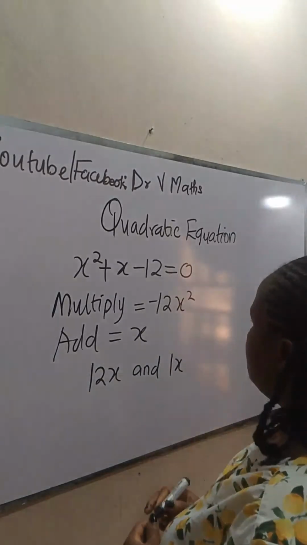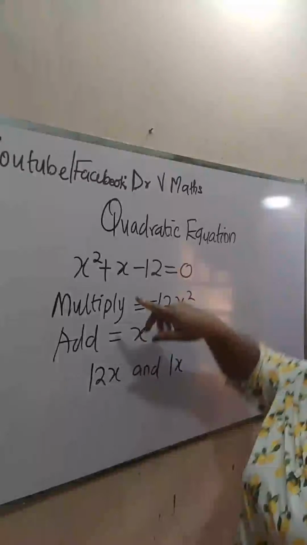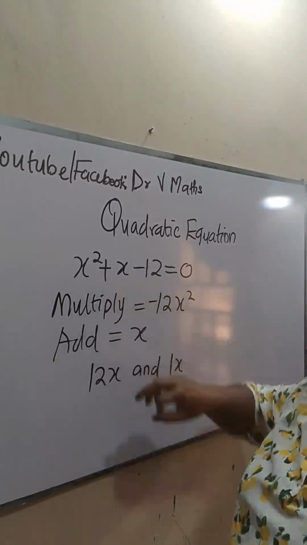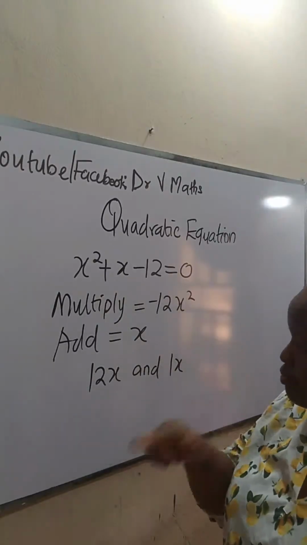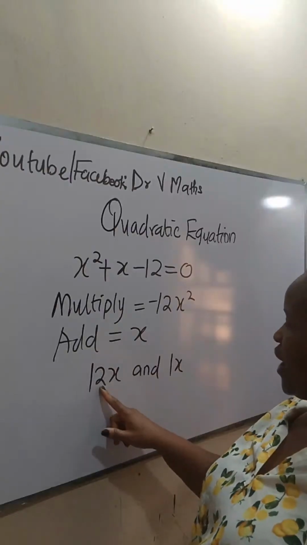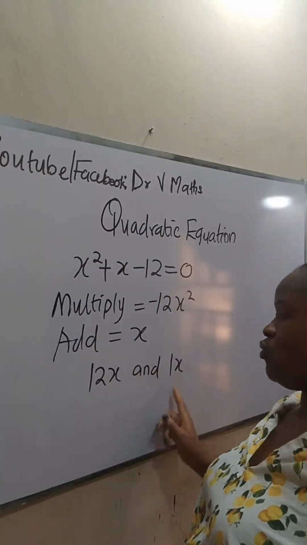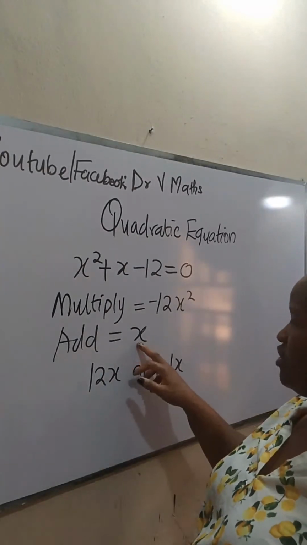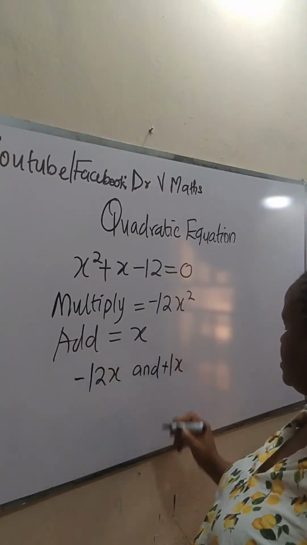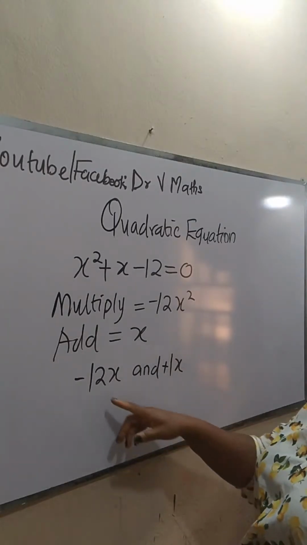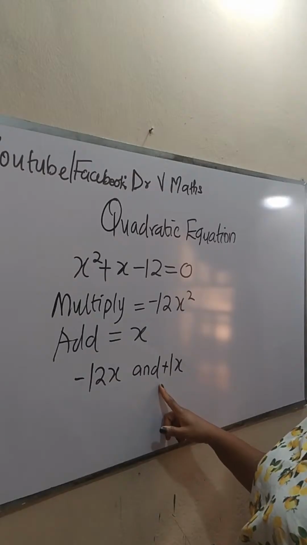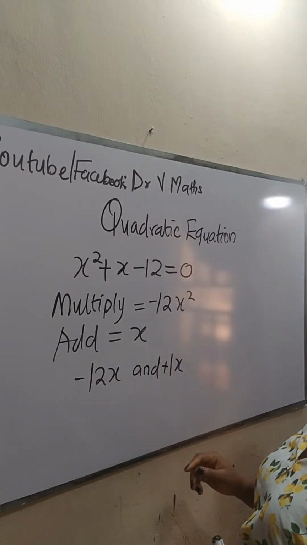1x. Now I told you, whenever you are given a quadratic equation and there is positive and negative, don't consider only positive, consider both positive and negative. Now look at this question. If we add 12x plus 1x, we have 13x, and we are looking for x. If we decide to do minus 12x plus 1x, that will give us minus 11x.